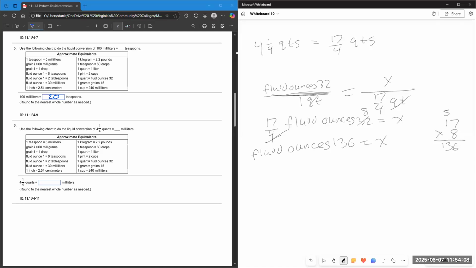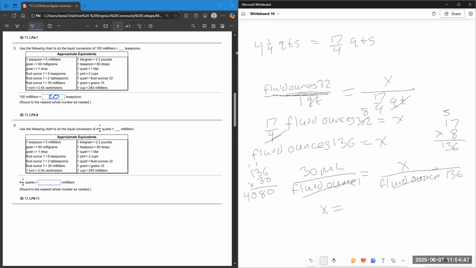Okay, but we were asked to answer in milliliters. So X is 136 fluid ounces. We want to go from fluid ounces to milliliters. Fluid ounces cancel. 136 times 30. X is 4,080 milliliters.